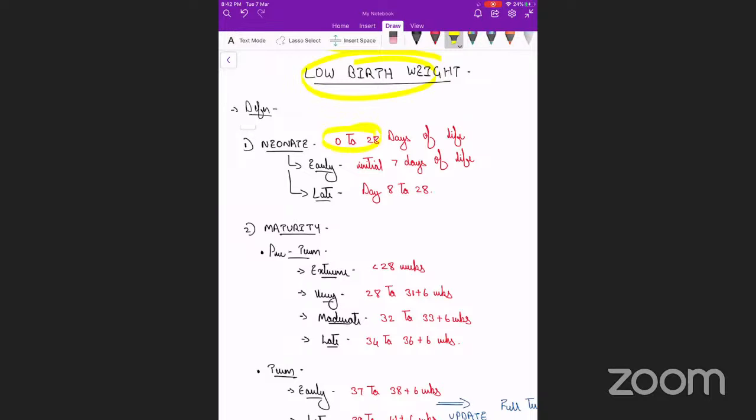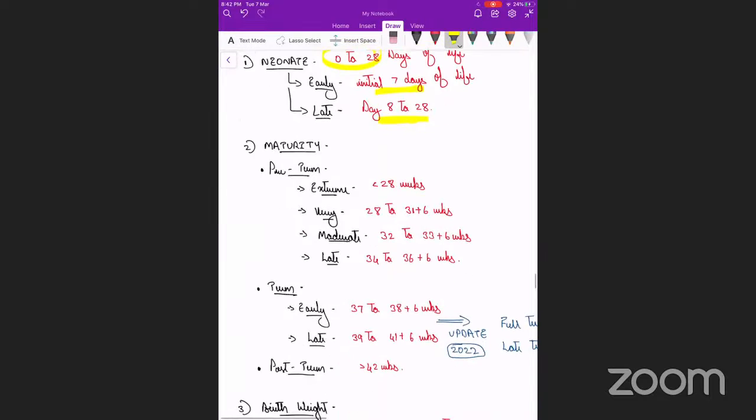Early and late: early is the initial 7 days of life, and late is from day 8 to day 28. Fine. Next is maturity. Based on maturity, how do we classify the newborn? Preterm, term, and postterm.